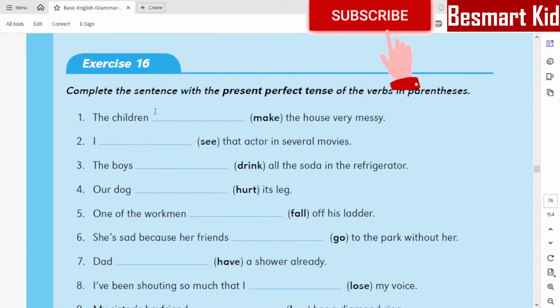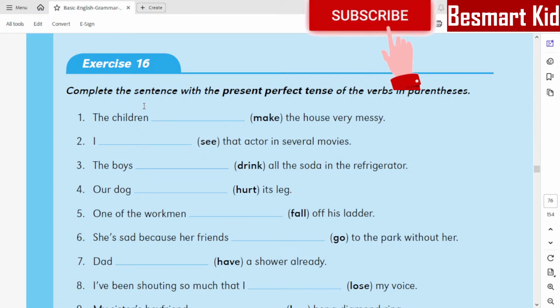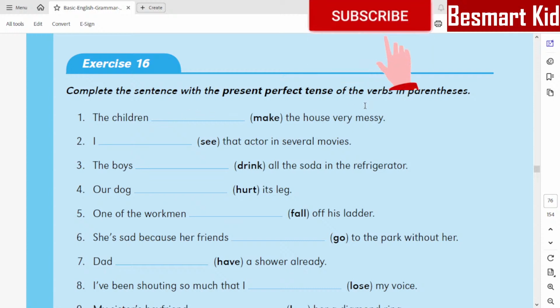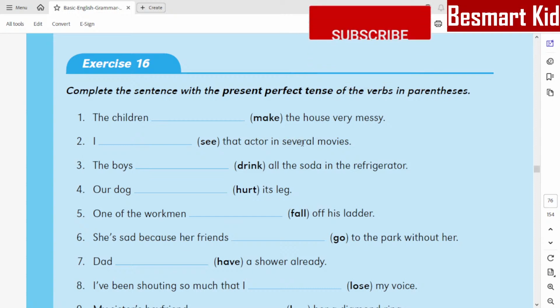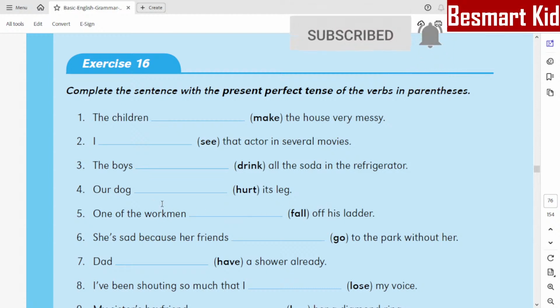Exercise 16. Complete the sentences with the present perfect tense of the verb in the parentheses. First, the children have made the house very messy. Second, I have seen the actor in several movies. The boys have drunk all the soda in the refrigerator. Our dog has hurt its leg. One of the workmen has fallen off his ladder.